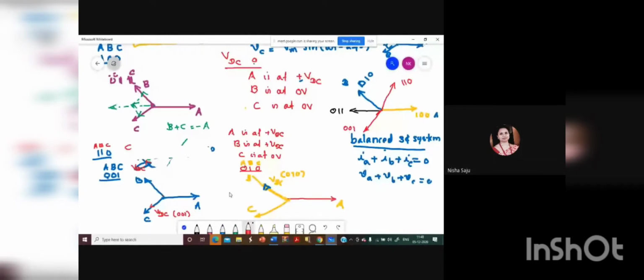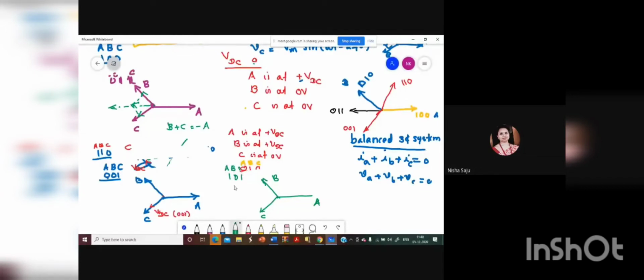Can anyone say how you can draw this representation corresponding to this one? So next one, I am moving on to 1, 0, 1. So if you are having 1, 0, 1, in the same manner you can draw. That's A, then you can have B, then you can have C. 1, 0, 1 in the sense A is 1, B is 0, C is 1.